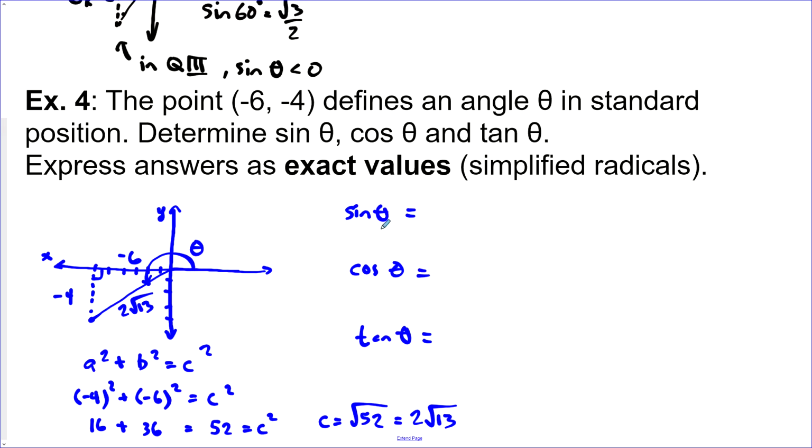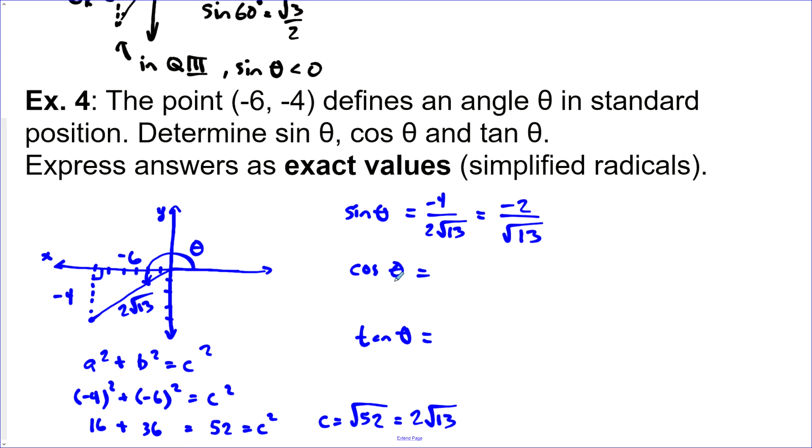Now we've got sine theta. Remember, we're using the reference angle here. So opposite is -4 over the hypotenuse, 2 root 13, which simplifies to -2 over root 13. We're using theta r, or the reference angle, because that's the angle that will make this right triangle. Theta itself is much too big to make a right triangle. It's over 180 degrees.